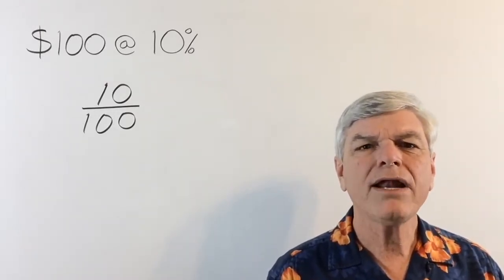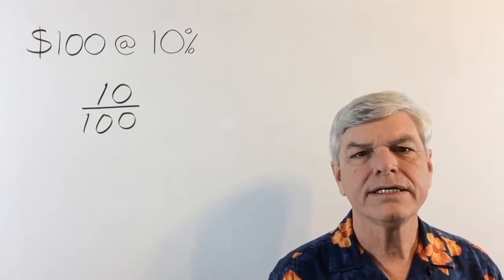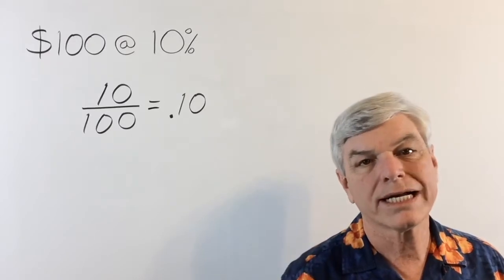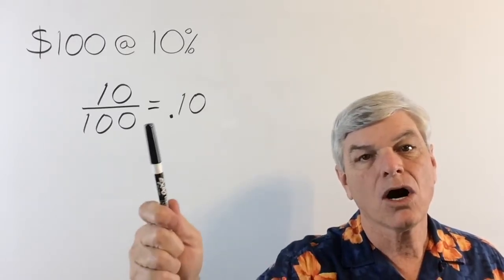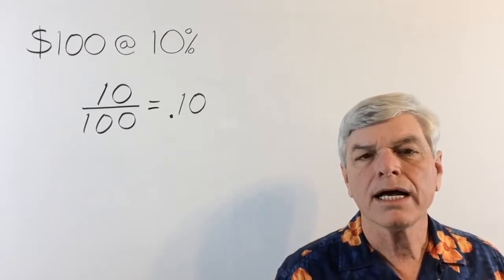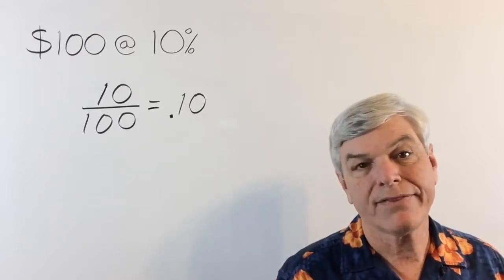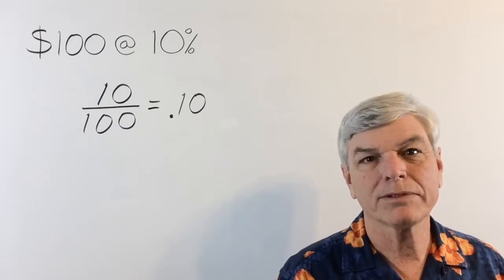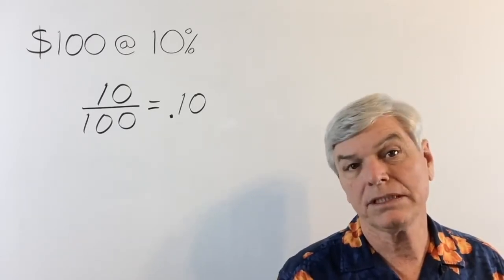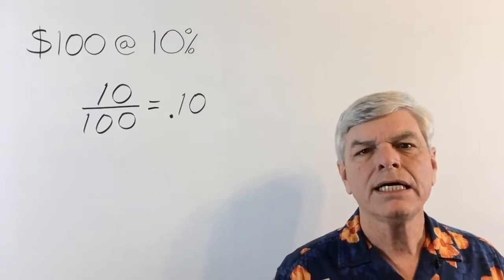So 10 over 100 equals 0.10, and I know a lot of people like to put a zero in front. You can do that, but I think that's just extra writing. I'm not sure why people do that, whether it's easier to see. I think it's more difficult to see, but you do whatever you're comfortable with.